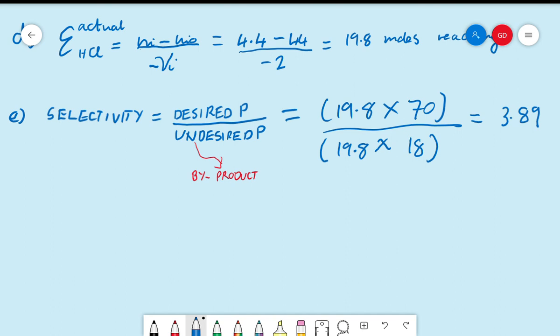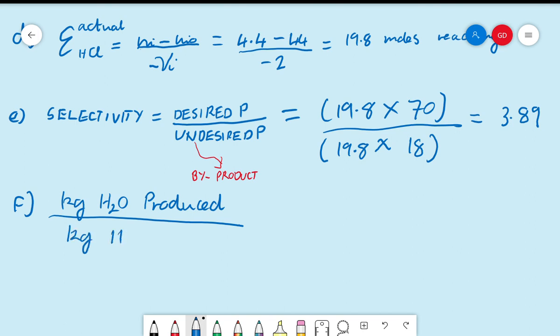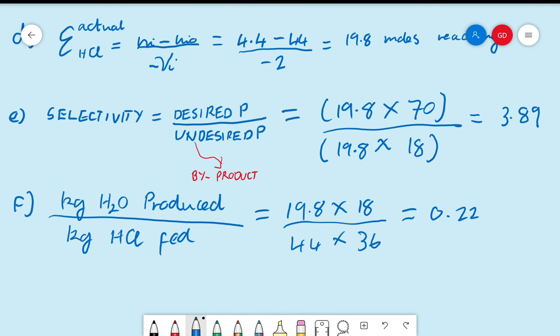Okay, so that is that. The other one, F, is just another ratio: kilograms of water produced to the kilograms of HCl fed. So this is just a ratio. It's easier to find: 19.8 multiplied by the molecular weight of water divided by 44, which is the HCl fed. Then you convert using the molecular weight and you get 0.225. The 0.225 is the kilograms of water produced for every kilogram of HCl fed.